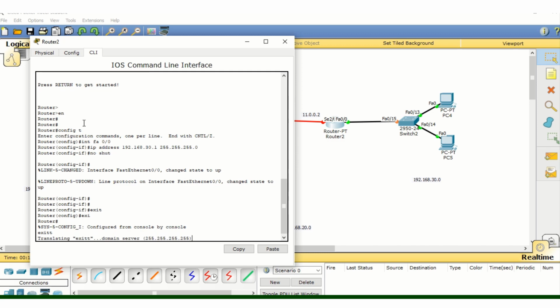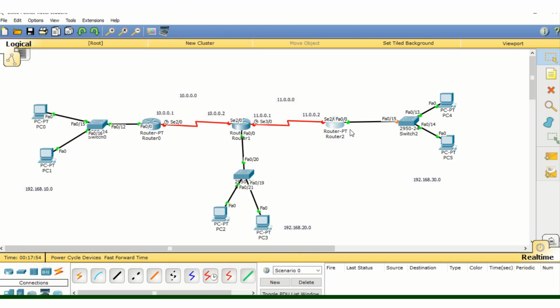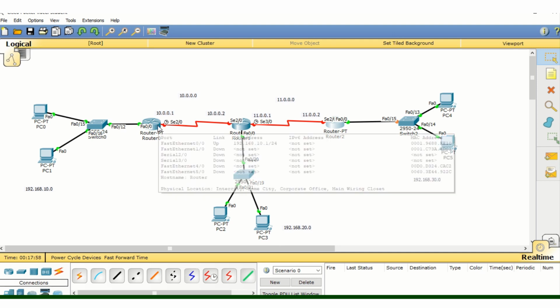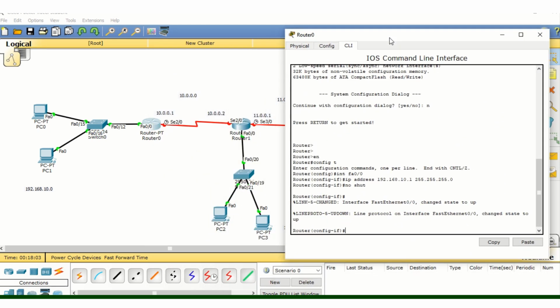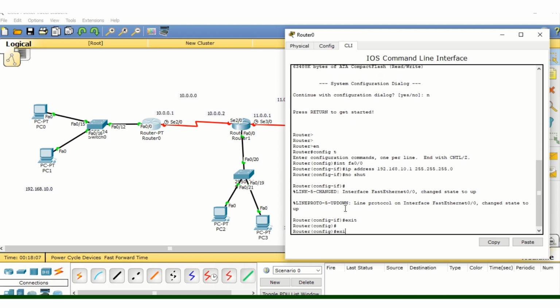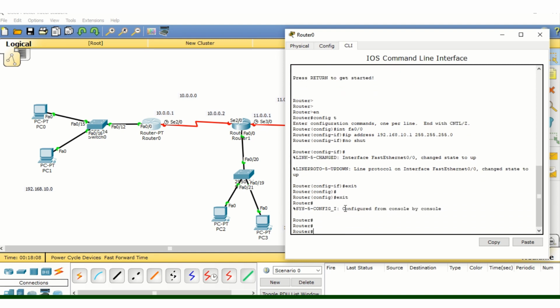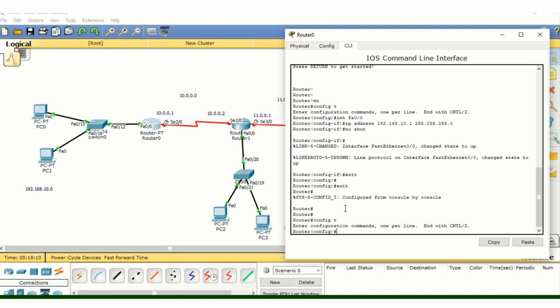Okay, we have configured the Ethernet interfaces. Now we are going to configure the serial interface. For the serial interface, I have already uploaded a video on my channel. You can check it out. Here I will just write the commands. First I will write config t, then I will tell the router which interface I'm going to configure, and the interface name is SE2/0.